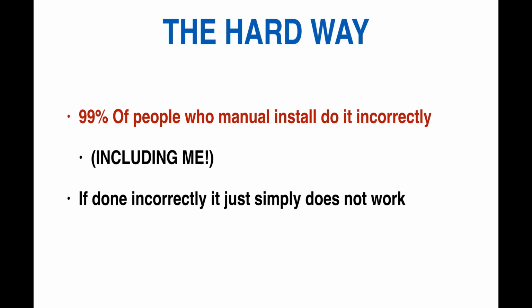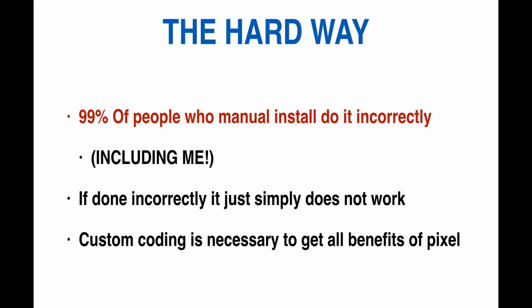And if it's done incorrectly, it doesn't work. If you don't put it on your website or your Shopify store the right way, you don't benefit from it. It's done wrong. So custom coding is necessary to maximize the benefits of the pixel, all right? I don't want to go into details on that, and it's probably because I don't know enough about it to actually explain it because it's just complicated. Custom coding is necessary to maximize the benefits though.